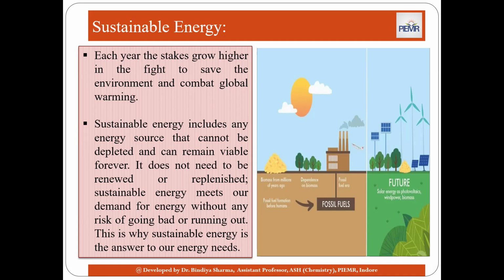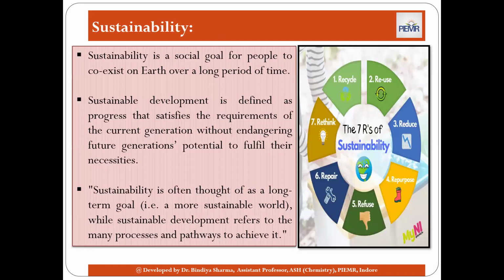Sustainable energy includes all those resources which cannot be depleted, that is renewable energy like solar, wind, water, biomass, etc. So if we shift from fossil fuels towards renewable sources of energy, that can help us achieve sustainable development. Basically, if we want to live on this earth, we need to protect this earth also. Therefore, sustainable development is a must to be achieved in the coming years. It is defined as progress that satisfies the requirements of the current generation without endangering the future generation's needs, because energy will be required for our future generations also.